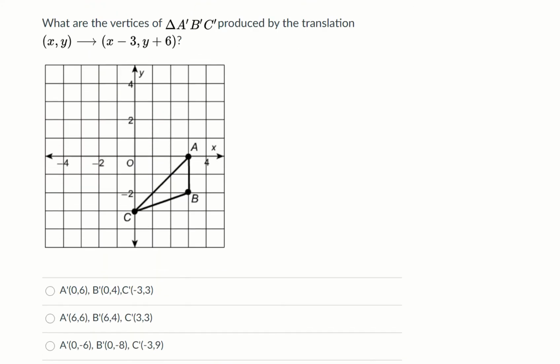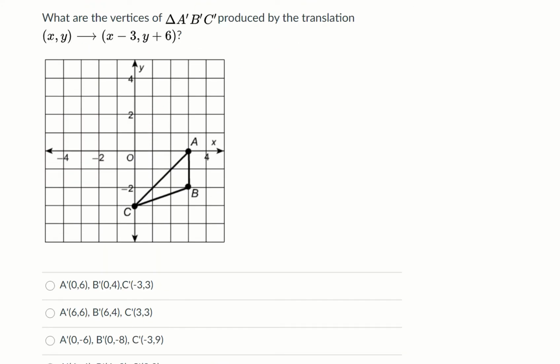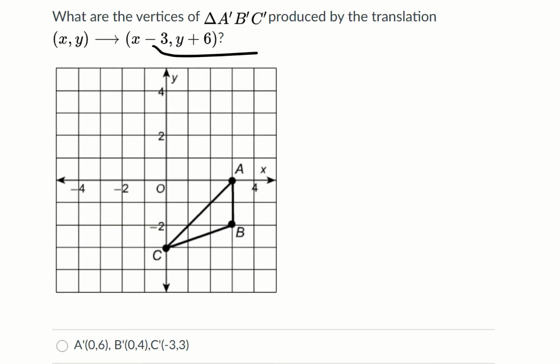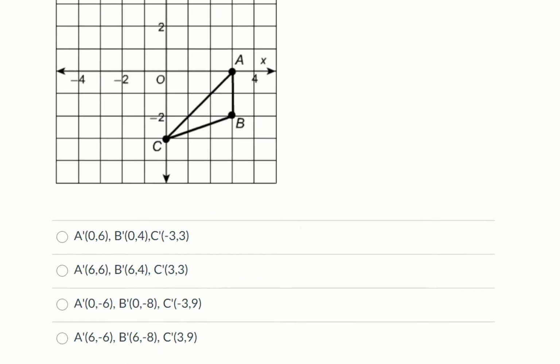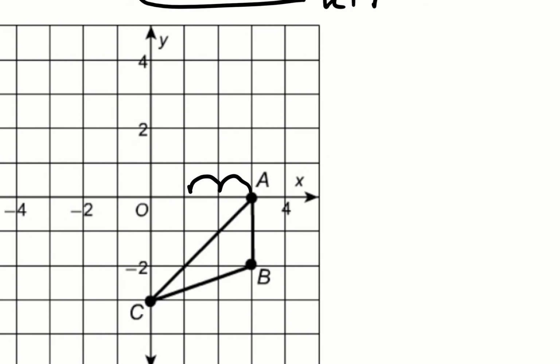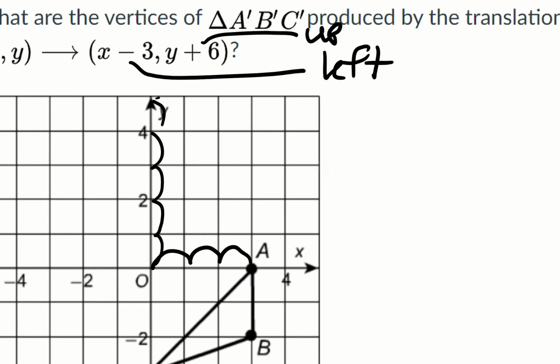All right, so what are the vertices of triangle A prime, B prime, C prime produced by the translation given below? So we have 3 to the left and 6 up. So 3 left, 6 up. So all you have to do is move it. So 1, 2, 3, and then 6 up. 3, 4, 5, 6. So somewhere around there. Go ahead and do that. That will be A prime.